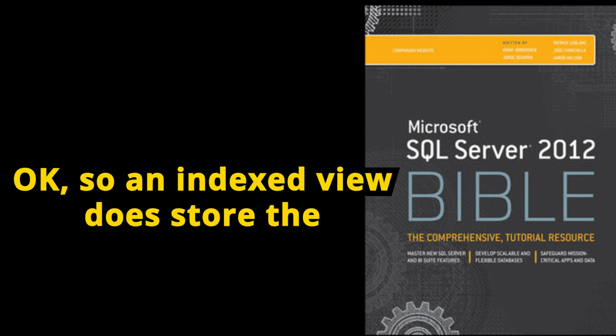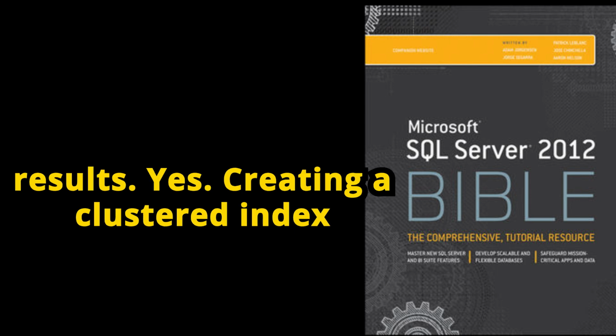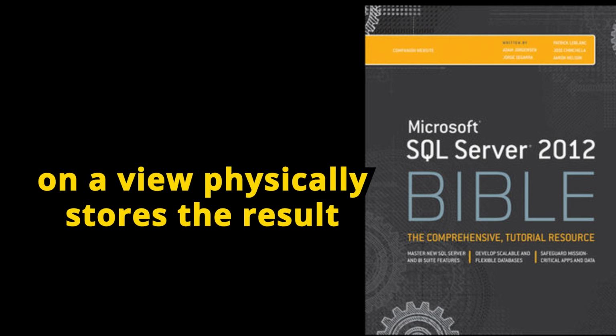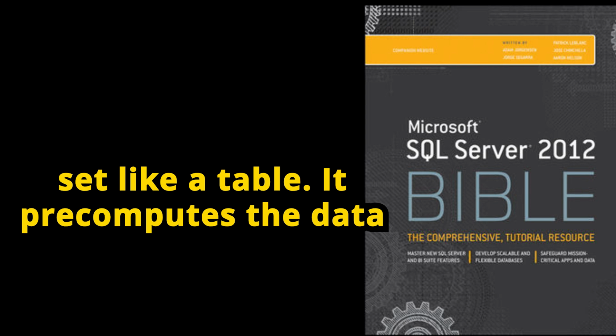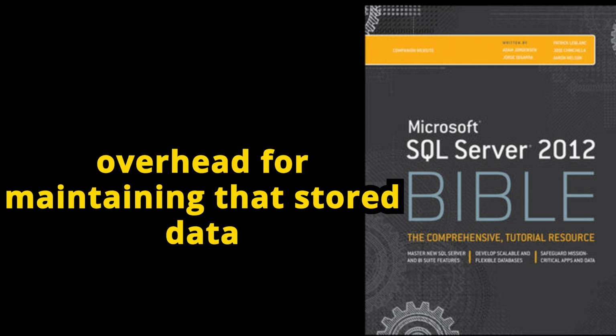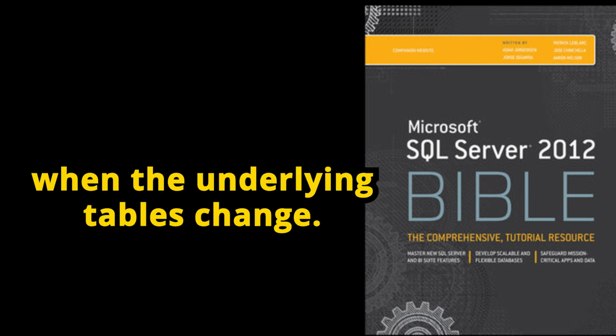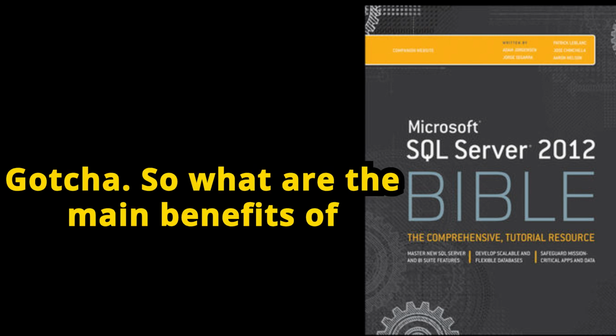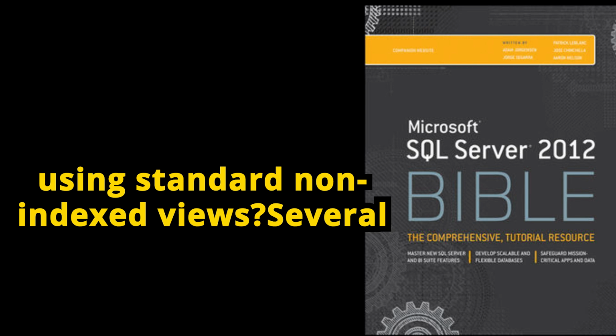Okay, so an indexed view does store the results. Yes. Creating a clustered index on a view physically stores the result set, like a table. It pre-computes the data for faster access, but it comes with overhead for maintaining that stored data when the underlying tables change. Gotcha. So what are the main benefits of using standard non-indexed views?